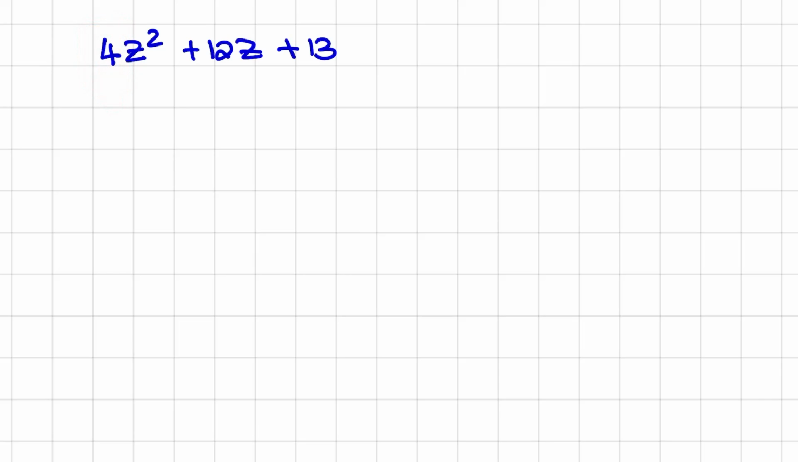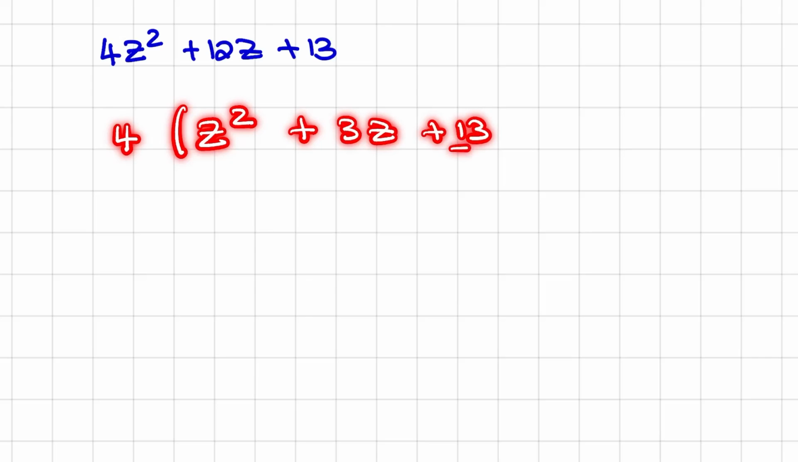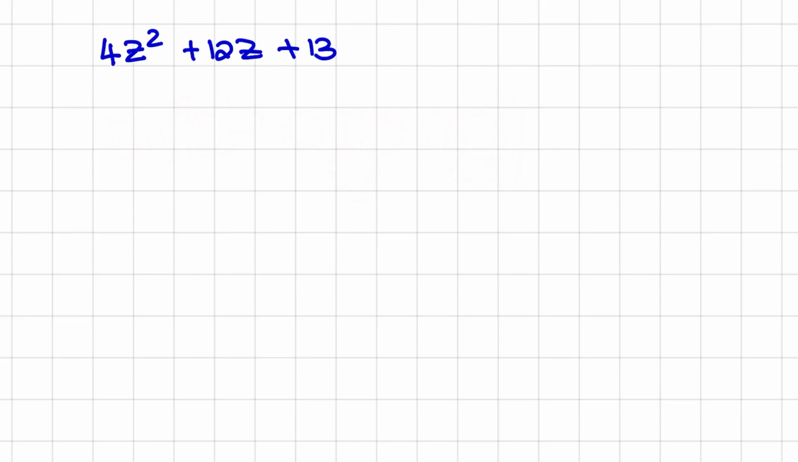So normally what you would do is take out a greatest common factor of 4, which leads to z squared plus 3z plus 13 over 4, and then use the coefficient of the middle term to complete the square. But I want to show you something slightly different.